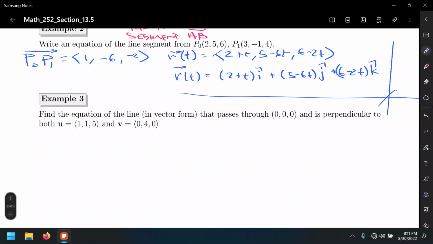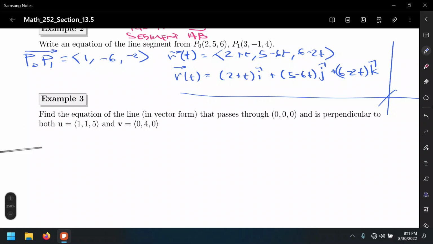Find the equation of the line in vector form that passes through the origin and is perpendicular to both u and v. Okay, again, the 2 pieces of information that we need to come up with the parametric form of a line are the initial point, which we got, and a vector. But wait a minute, we have 2 vectors. What can we do with those 2 vectors? The cross product. Why the cross product? Because it has to be perpendicular to these 2 given vectors, right? So what do we have to do?